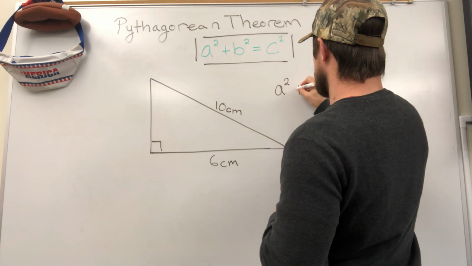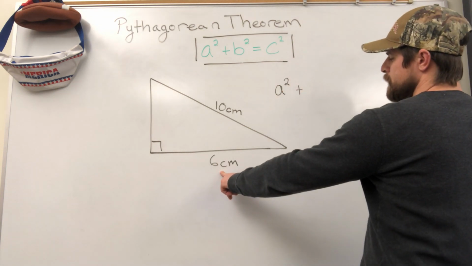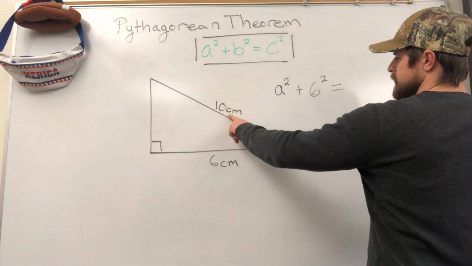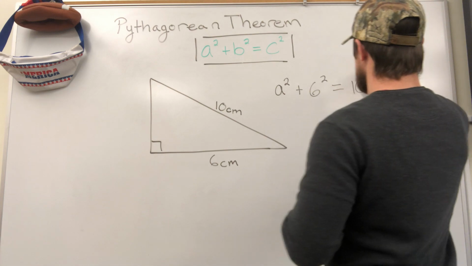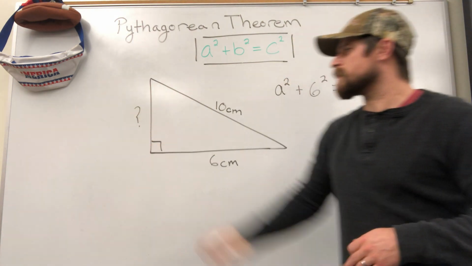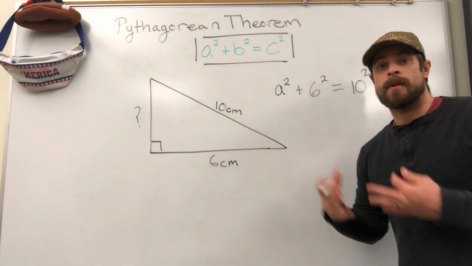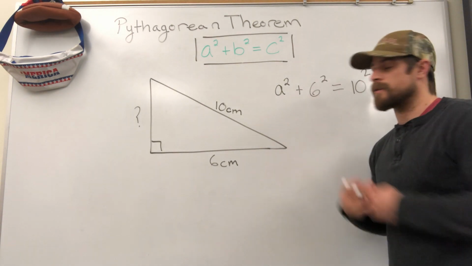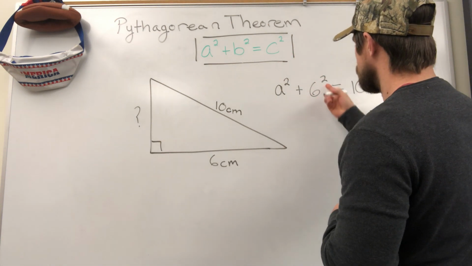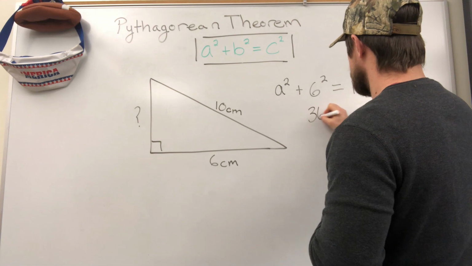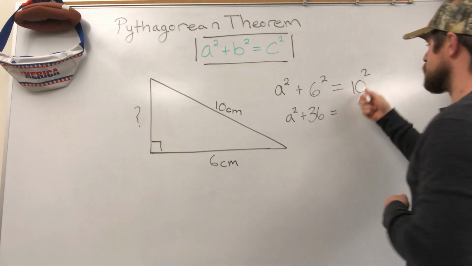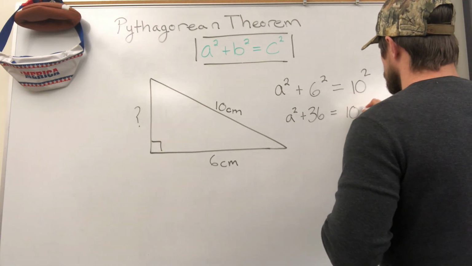A squared plus, let's call that leg B, so 6 squared equals C, our hypotenuse, 10 squared. We're going to write this out. This is the unknown, question mark. We don't know what goes there yet, but we're going to find that distance by using the Pythagorean theorem. A squared, we don't know what A is, so we can't really do anything there. 6 squared, 6 times 6 is 36. We're going to keep A squared the same. It's equal to 10 squared, which is 100.